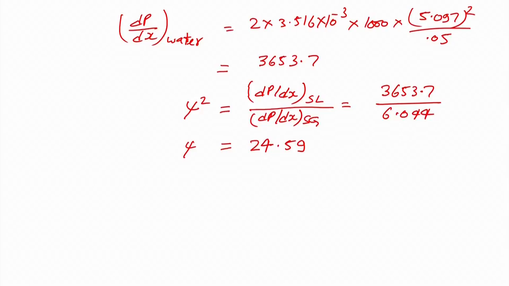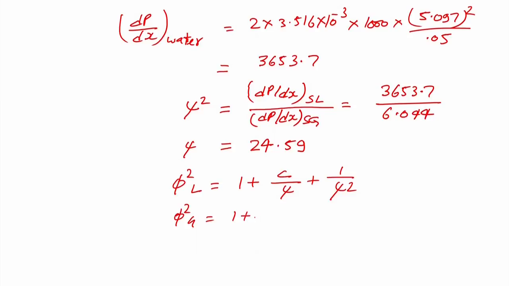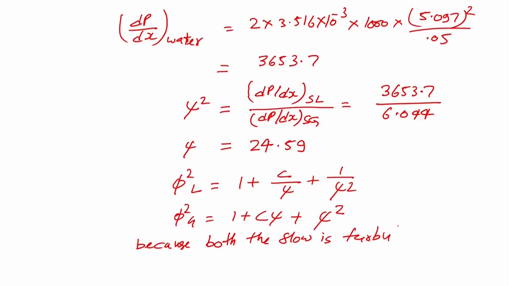And if you know the value of psi, what can we do? We can calculate the value of phi square L and phi square g. Phi square L will be 1 plus C upon psi plus 1 upon psi square. Phi square g value will be 1 plus C psi plus psi square. Now, we know that C value is what? Because both the flows are turbulent, the flow is turbulent, C will be equal to 20.